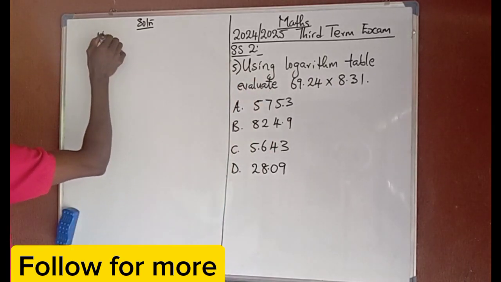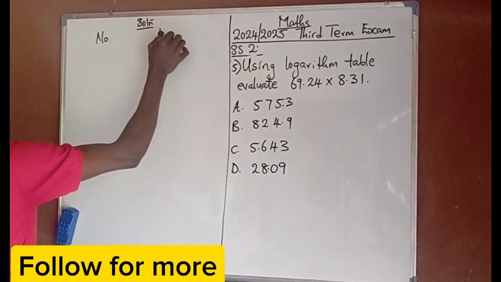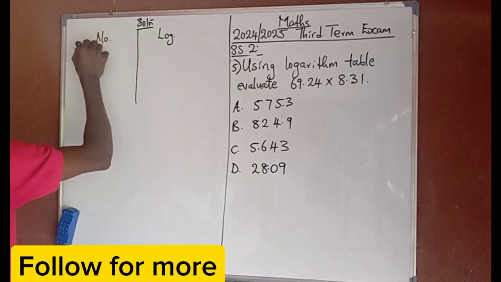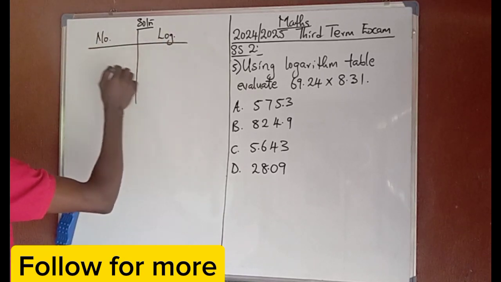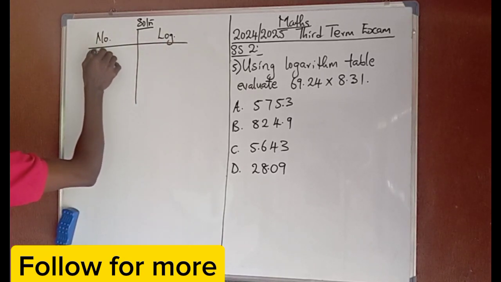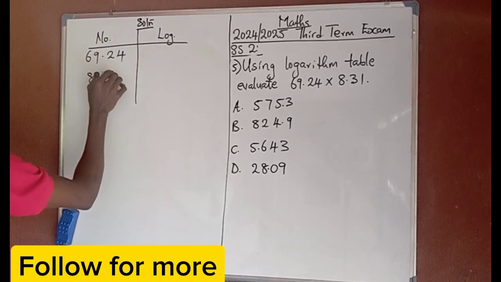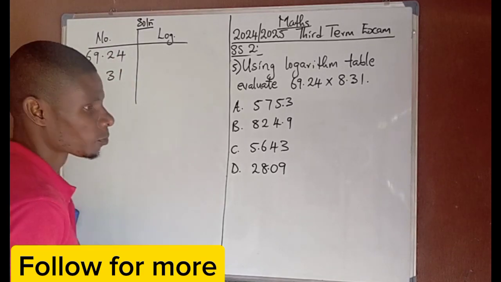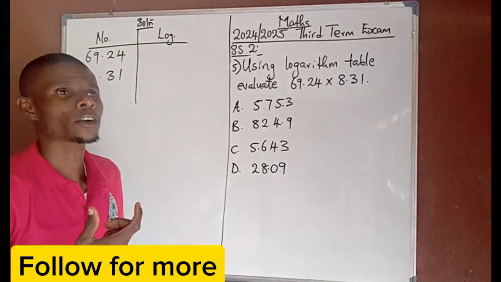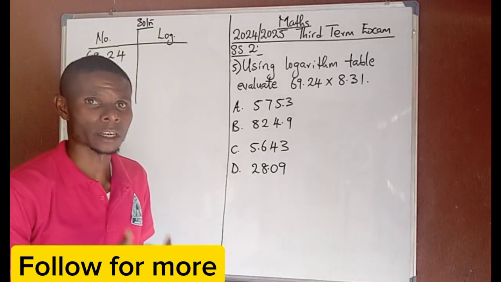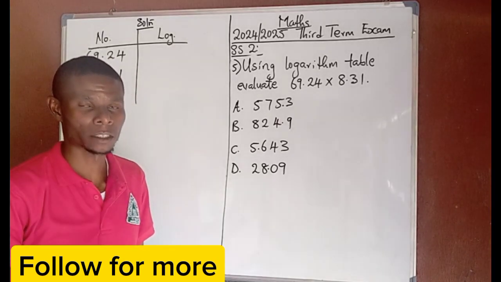Going by this, now the solution here is, first of all, these are numbers. So we're going to have a number column and a logarithm column. The first number there is 69.24, followed by 8.31.